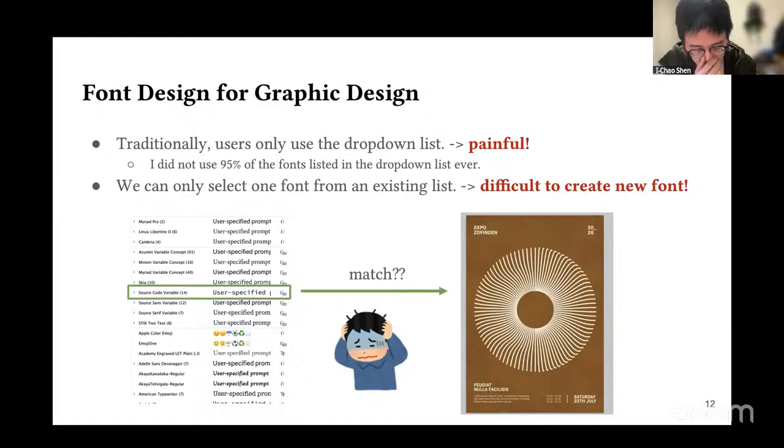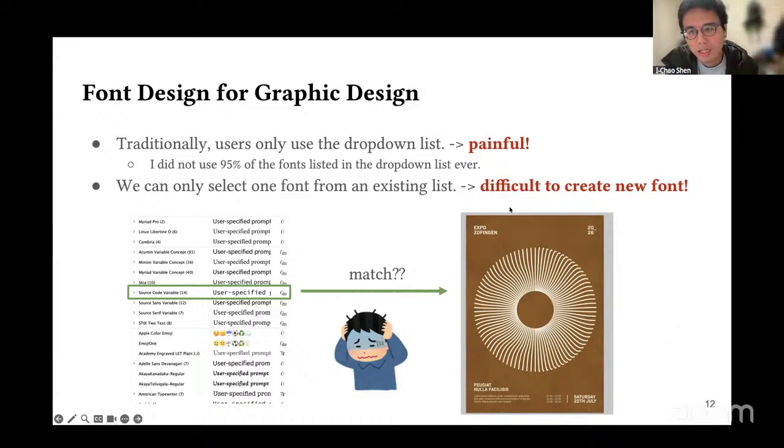So traditionally, if we open, for example, Illustrator, PowerPoint, or Word, and we want to have a new font, what we can do mostly is just open the drop-down list and try to select one of the fonts that looks similar to what we really want. But basically 95% of the fonts in this list we have never used before. And this is a very painful process because we don't really know which one we really want.